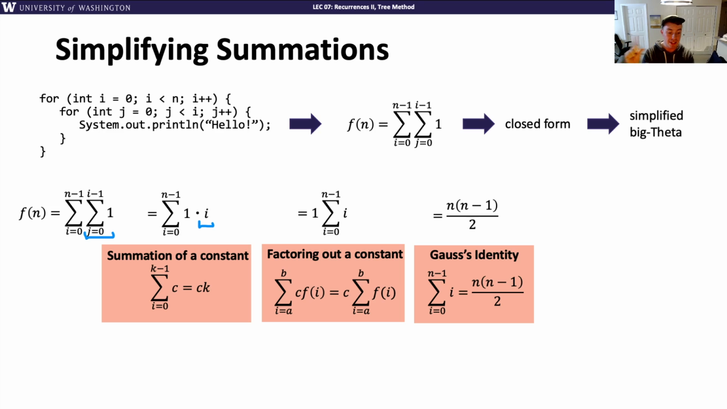So you should always be able to see one of these pop out and be like, oh, this looks like one of these things on the cheat sheet. Maybe I should apply this one. Gauss's identity says when you're adding up the numbers between 0 and n minus 1, that's just going to be the same as n times n minus 1 divided by 2. Very clever formula. Very clever closed form.